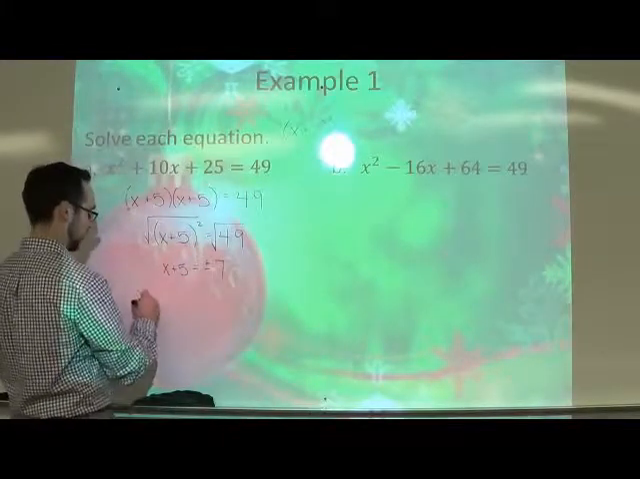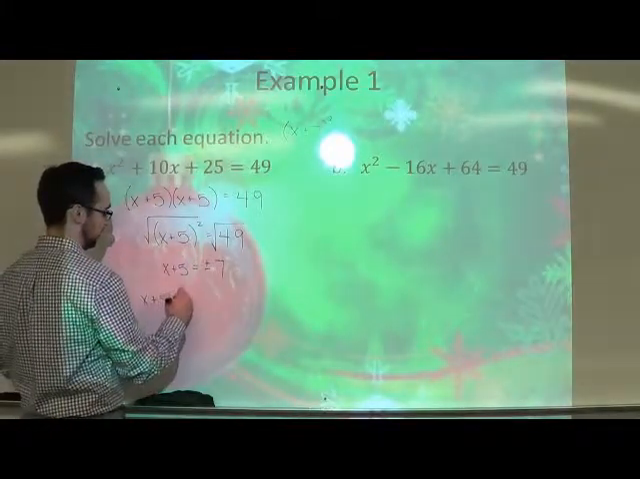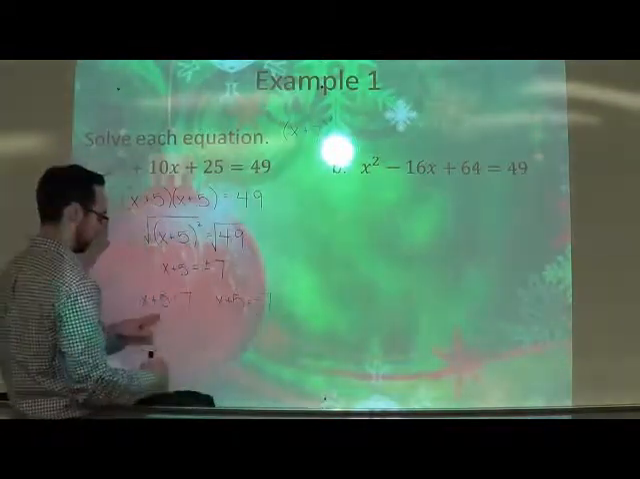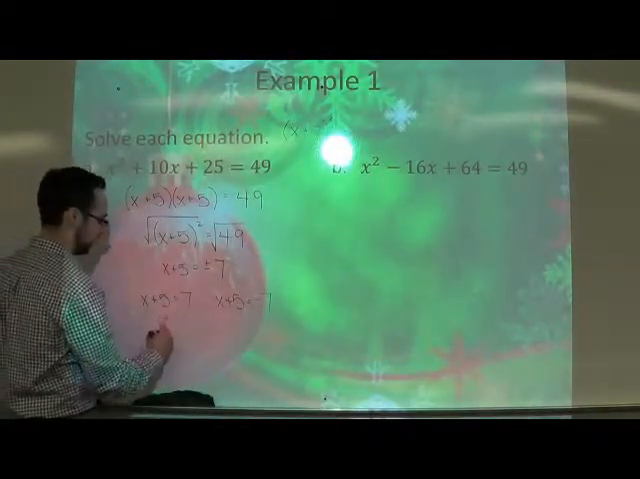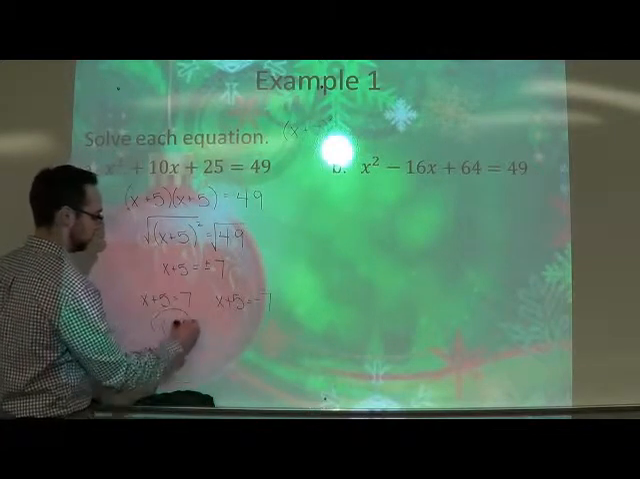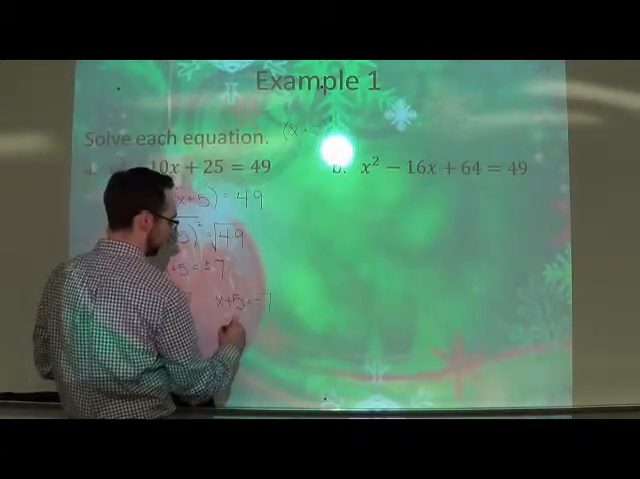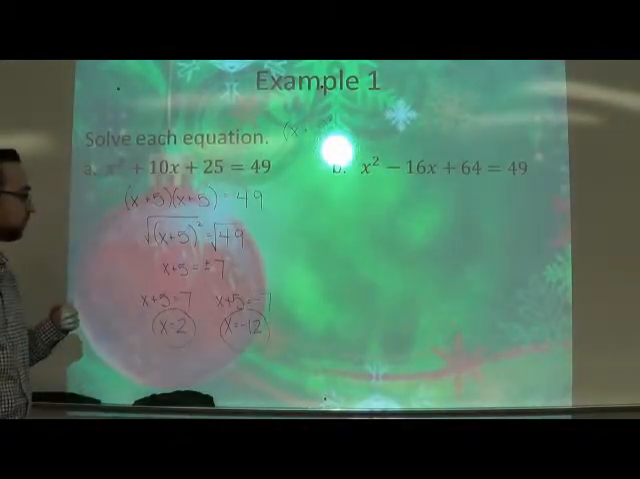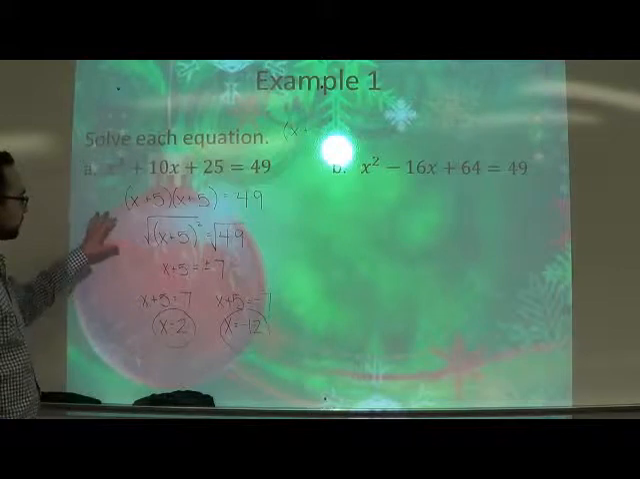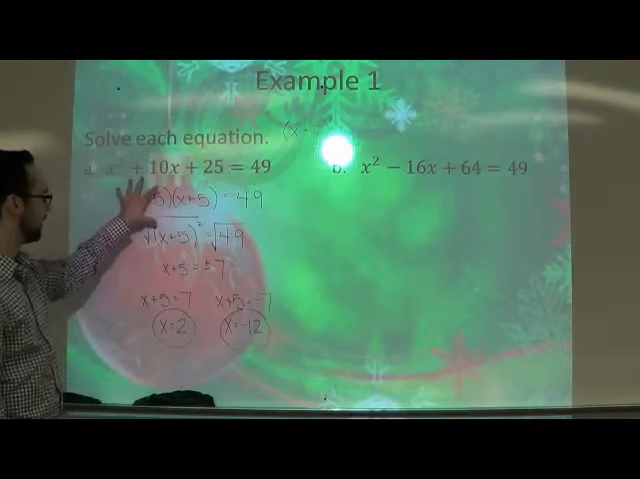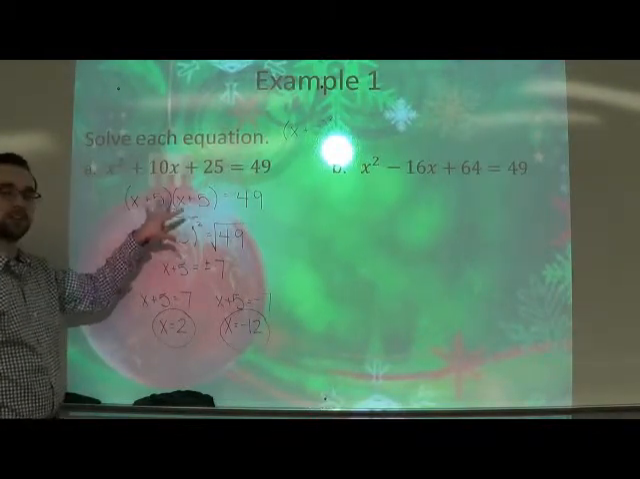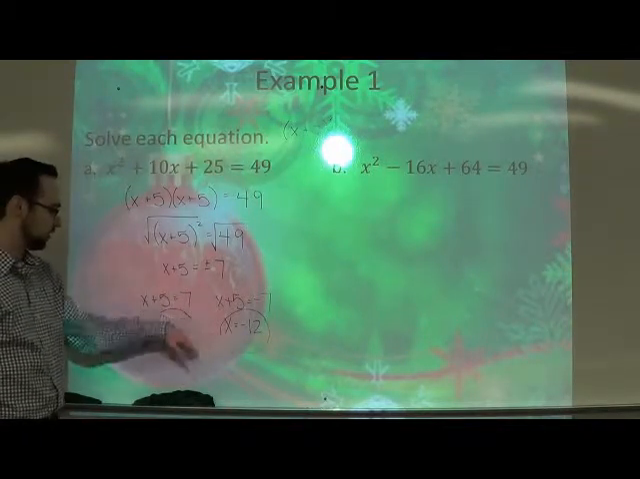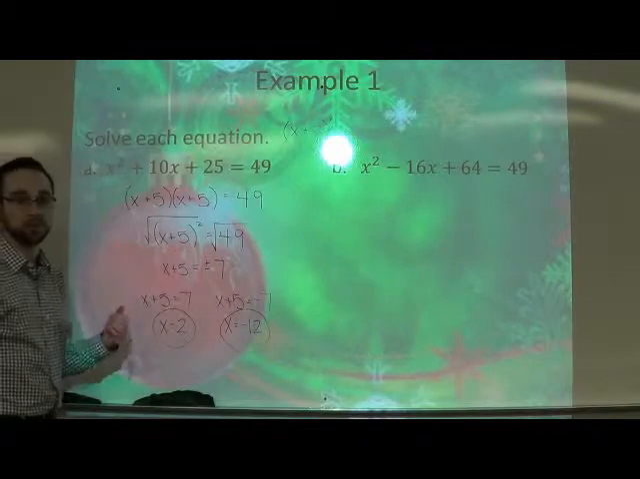So now I have two different things. I could have x plus 5 is equal to 7, or x plus 5 is equal to negative 7. If this is the case, I subtract 5, x equals 2. Or I subtract 5, and x equals negative 12. And those are my two solutions. So it's different this time because we factored it and then took the square root instead of setting it equal to 0. Could I have set it equal to 0 and factored? Probably, because these two things are whole numbers. Sometimes that might not always be the case.